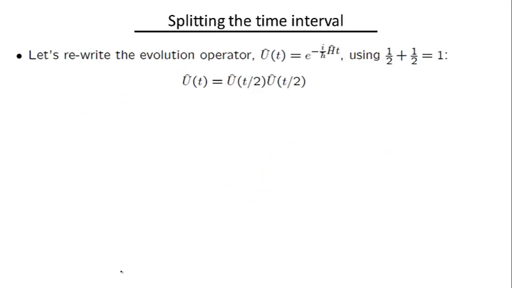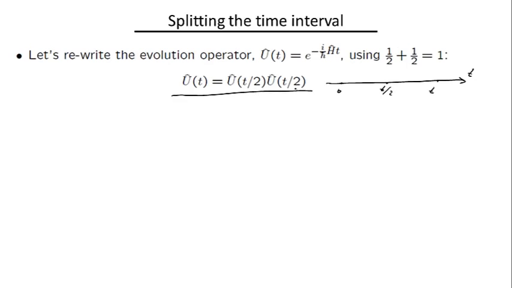A particularly simple way of splitting the time interval into two is just dividing it in half. So again, we have this time axis, 0 to t, and we divide it into two pieces: from 0 to t over 2 and from t over 2 to t. Therefore the evolution operator u of t is equal to u of t over 2 times u of t over 2.